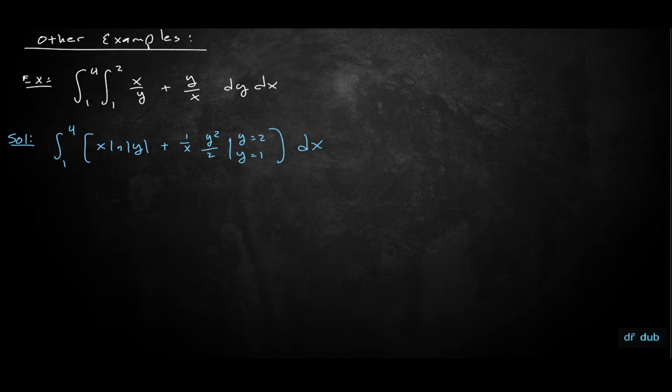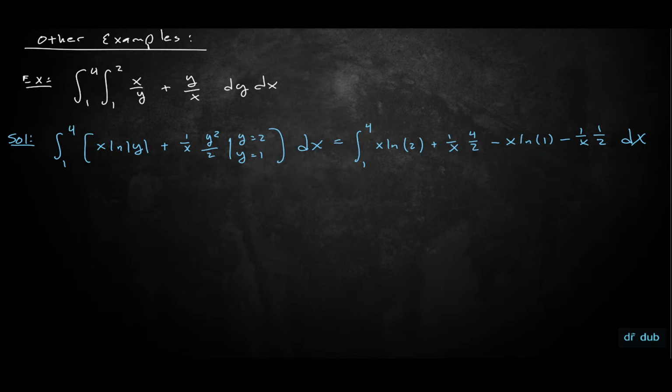So the trickiest part is just thinking about what the antiderivative should be for y and leaving x as a constant. So just keep that straight in your brain and this problem is really not too bad. So now we have to plug in these bounds for y, and that will be the integral from 1 to 4 for x. And plugging in the bounds we get x natural log of 2 plus 1 over x times 4 over 2, and then subtract x natural log of 1 minus 1 over x times 1 over 2, dx.